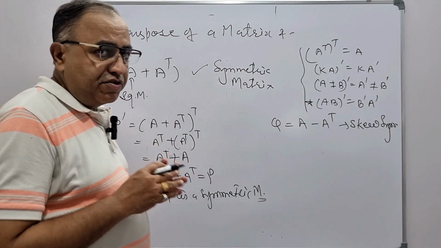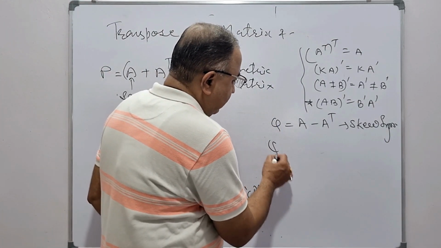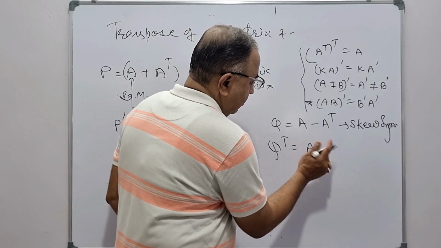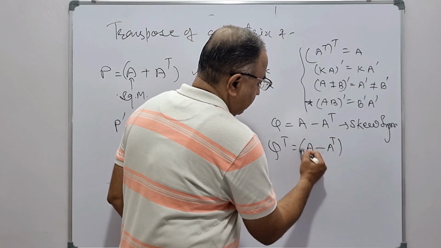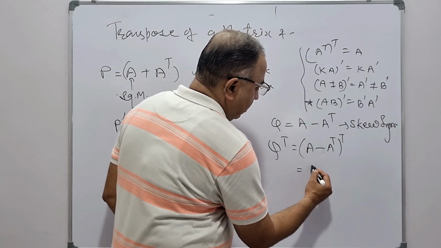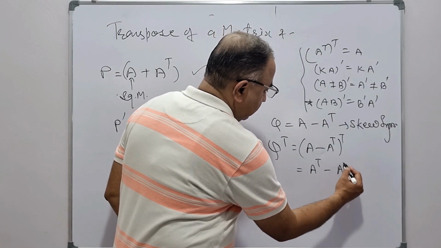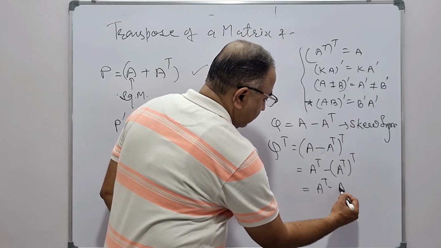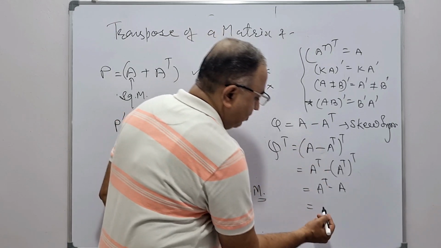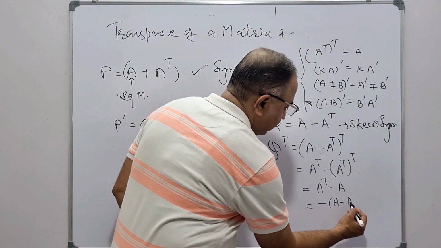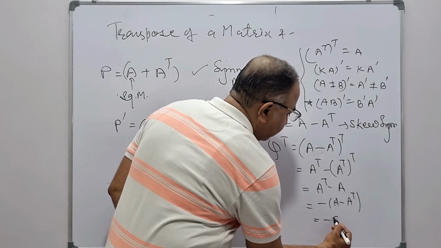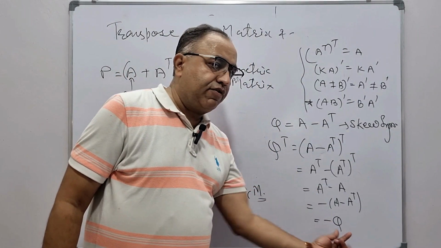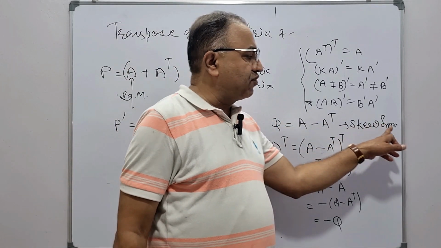Now, how to prove it is skew symmetric? Let's say Q, and find its transpose now. When you find the transpose, the terms will be separated. And double transpose is the matrix itself. Now we write it as a matrix, so minus is out. It is equal to minus Q. So what do you see? The transpose of Q is equal to negative of Q. What it proves is that Q is a skew symmetric matrix.